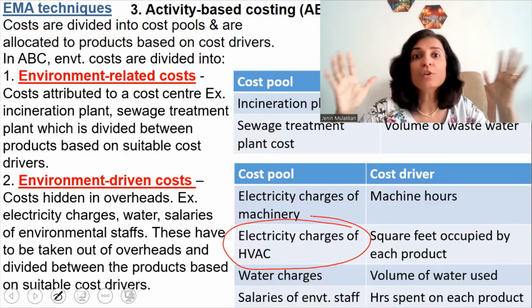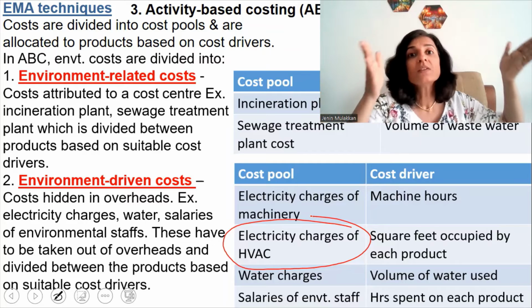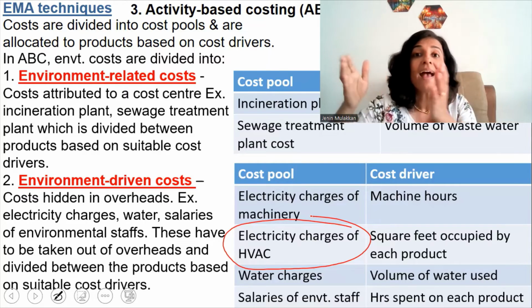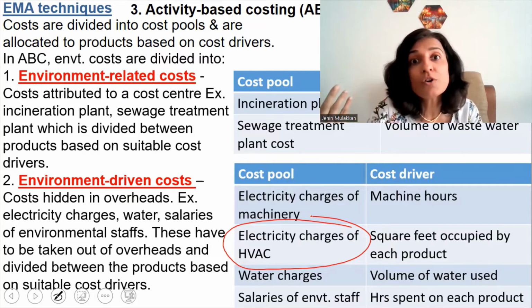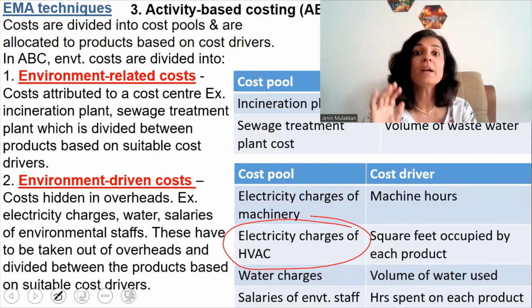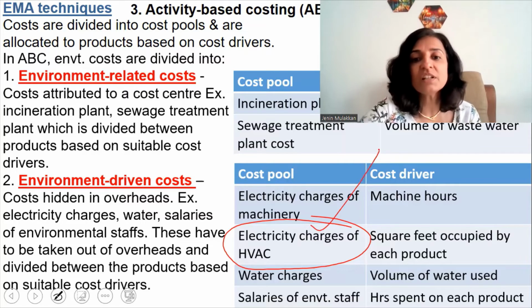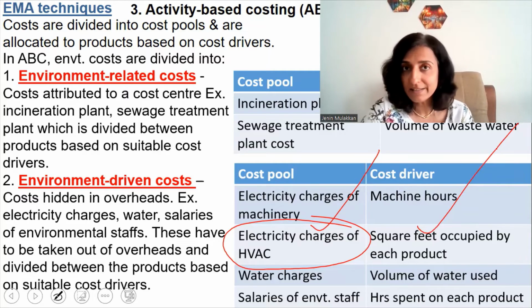Now, this capacity of the HVAC is based on the area of the factory, right? So if 2/3 of the area is occupied by the first product and 1/3 of the area is occupied by the second product, in what ratio should you divide the electricity charges? It's 2:1, right? That is on the basis of the square feet occupied by each product. So that is the cost driver. So the electricity charges of HVAC should be divided between the products based on the square feet occupied by each product.